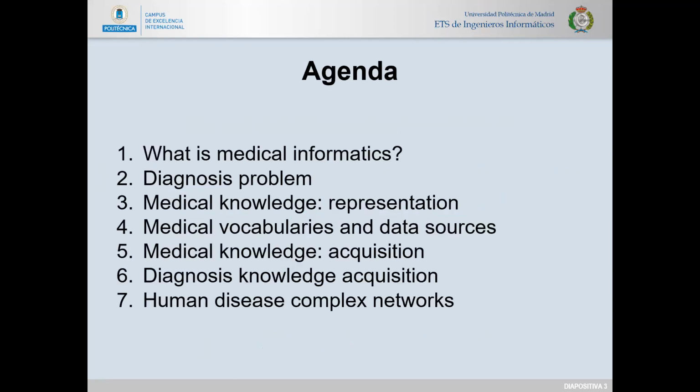Okay. So what is the agenda that we are going to see today? So these are the topics. Okay, what is medical informatics, diagnosis problem, medical knowledge, representation and data sources, as well as acquisition. And we're going to talk about diagnosis, knowledge acquisition. And in this part, between points 6 and 7, Lucia will talk about a specific topic that is of wide interest, and it's part of the seminar.